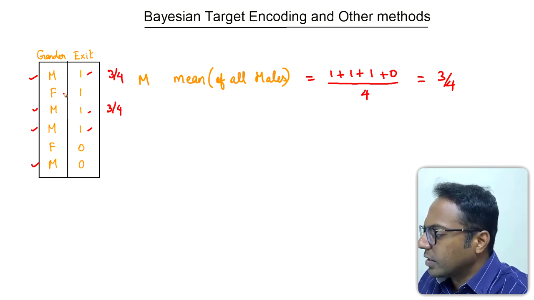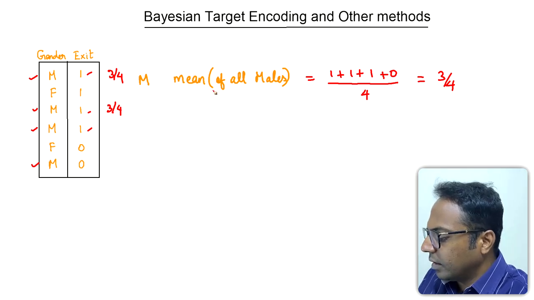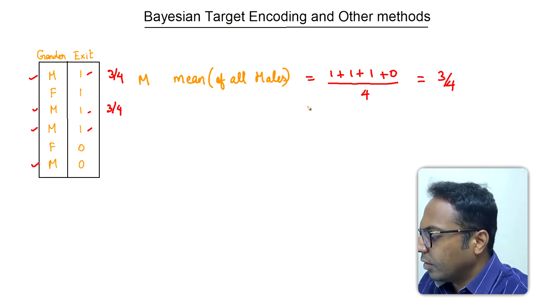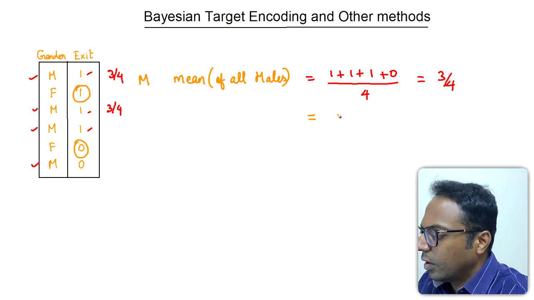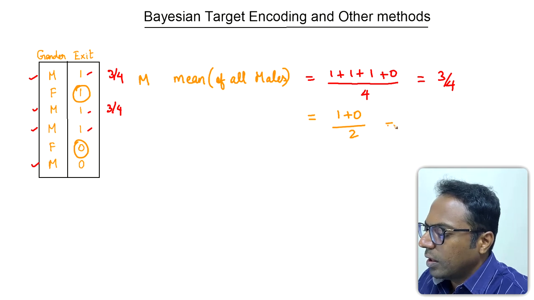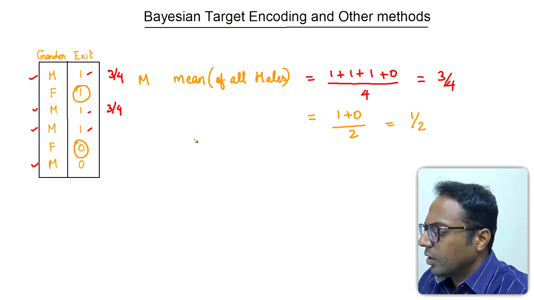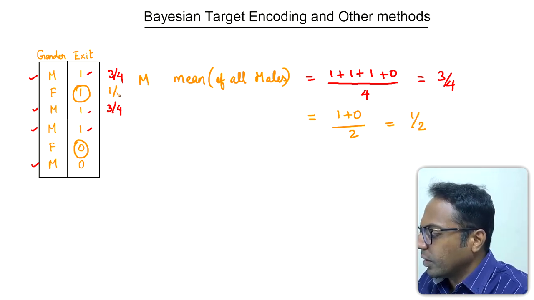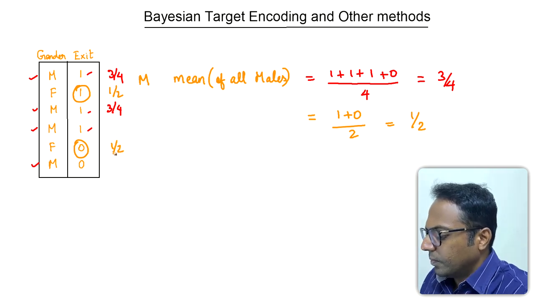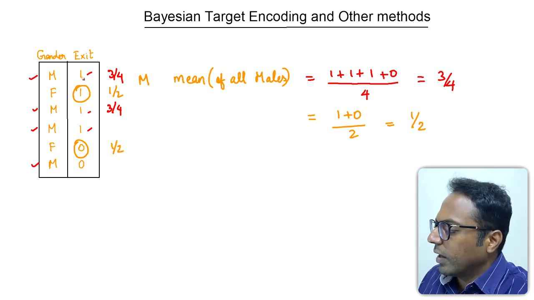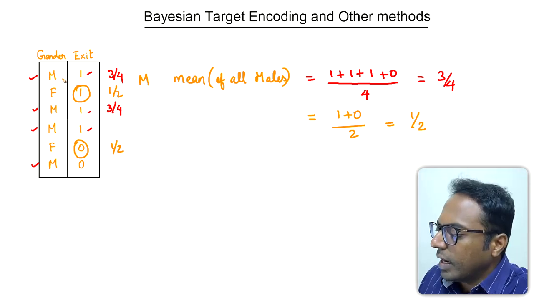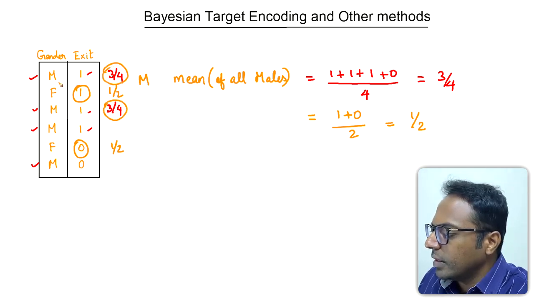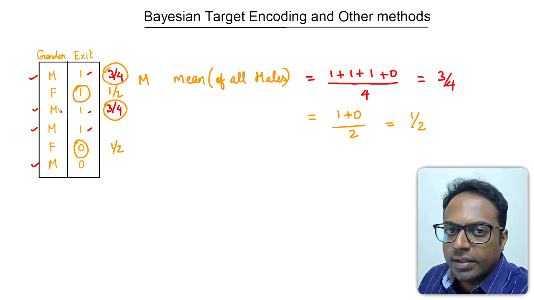And wherever there is a female, you take the mean of females, that would be, you have a 1 here and you have a 0 here. So 1 plus 0 by 2, that would be 1 by 2. So wherever female occurs, we will replace it by 1 by 2. Now if you think about it, we have simply replaced the respective categories with the probability that that particular category will exit. So these numbers here represent the probability that a given male would exit, isn't it?